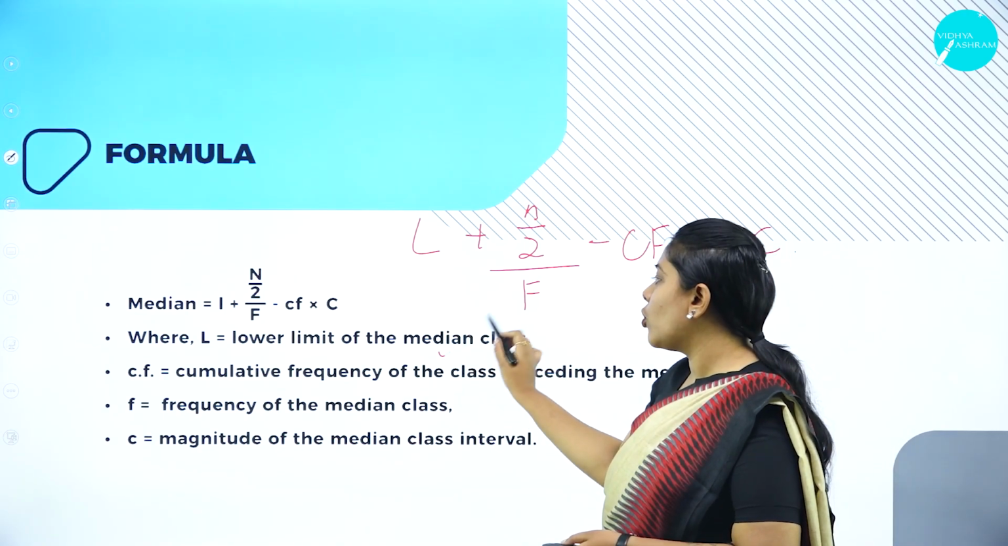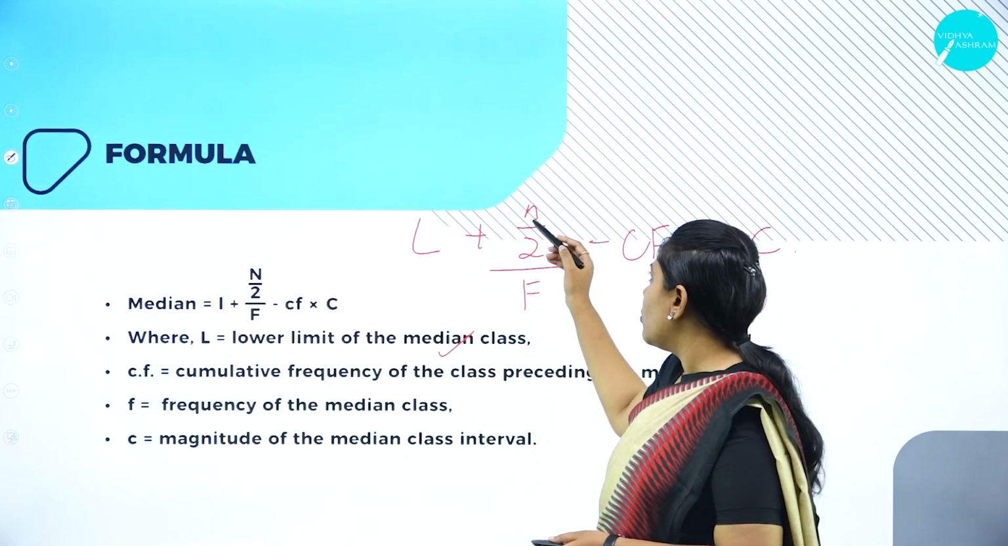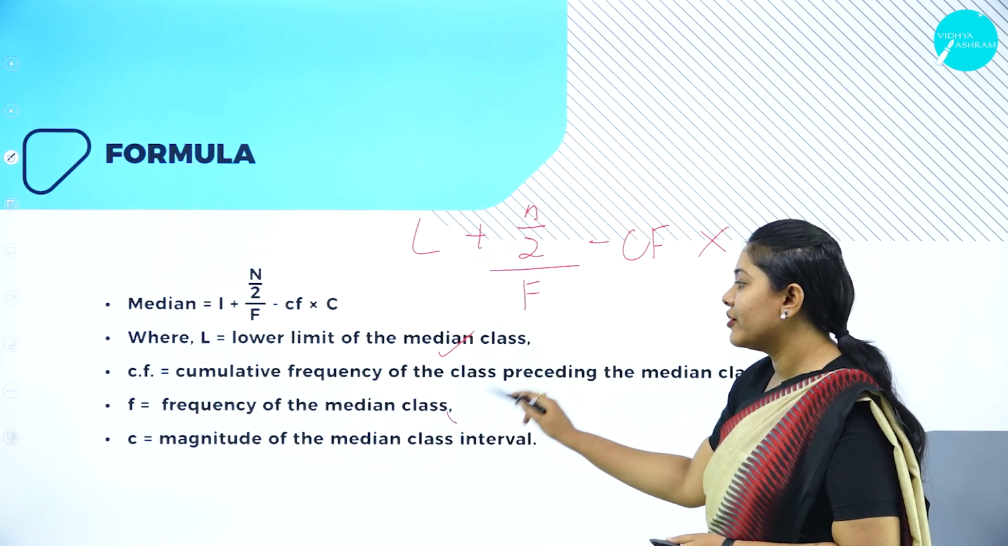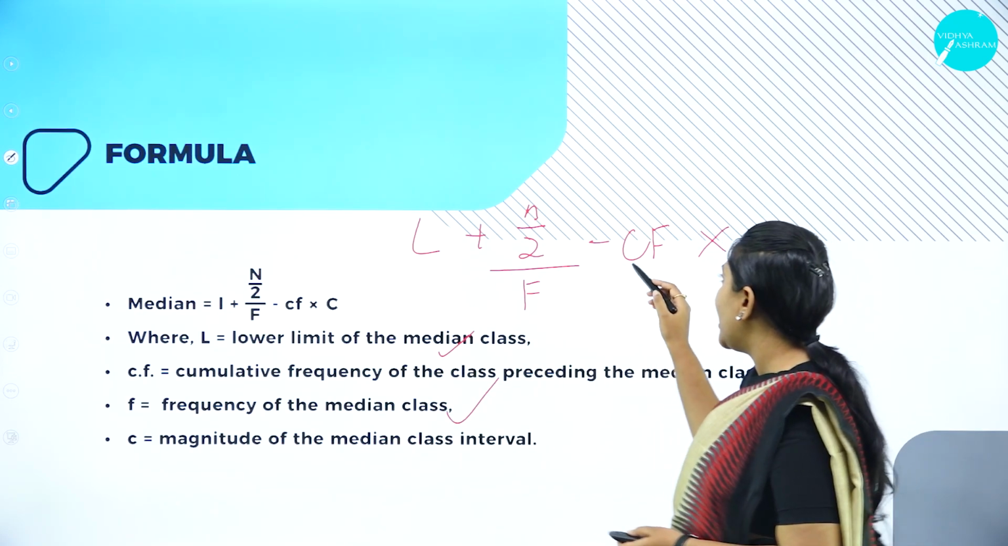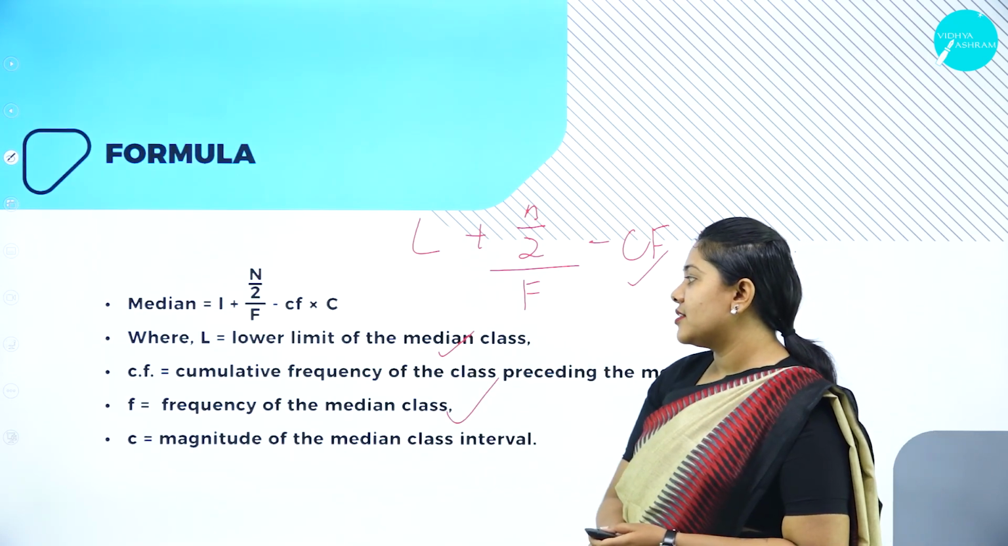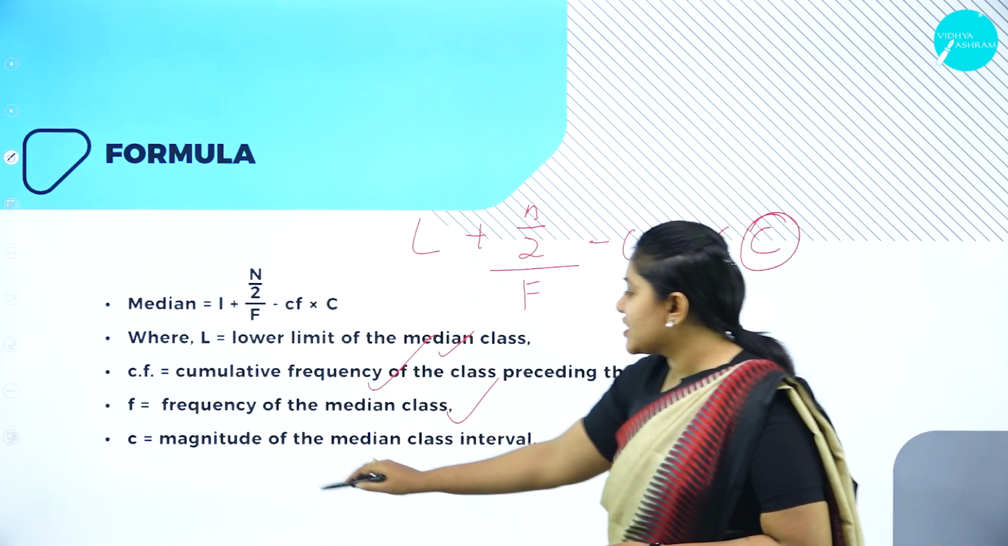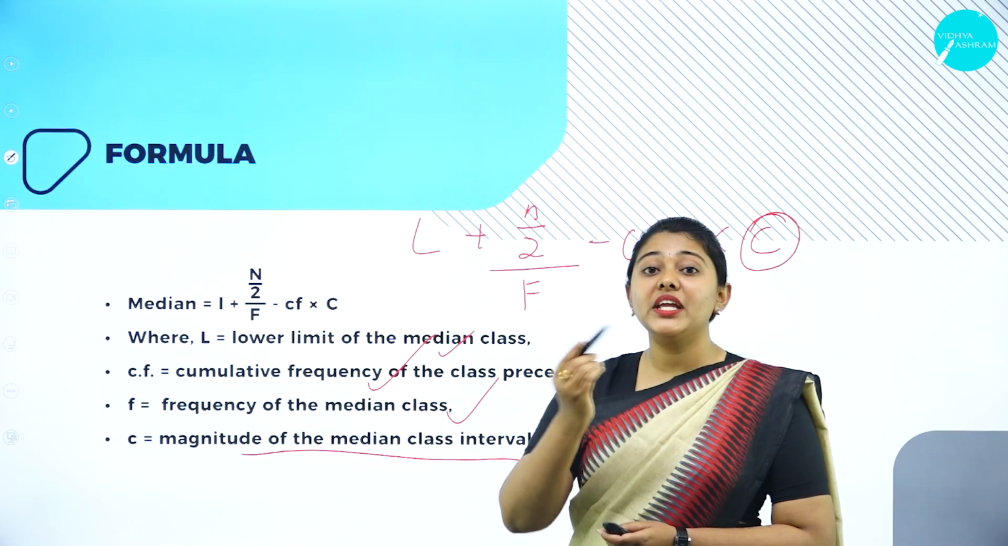L stands for lower limit of the median class. What is n divided by 2? It is the number of observations. What is F? Frequency of the median class. And what is CF? CF is the cumulative frequency. And what is this C? C is the magnitude of the median class interval.